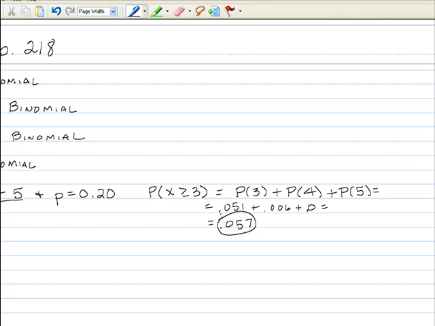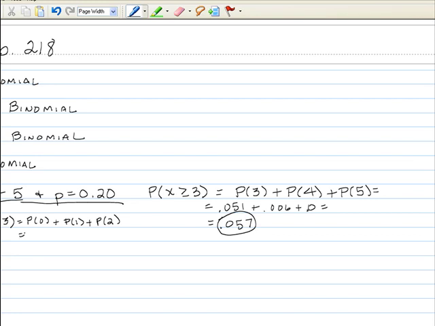18, find the probability that the number x of correct answers is fewer than 3. Okay, so we're still using the same thing as we did in 16. X is fewer than 3, so that would be the probability of 0 plus the probability of 1 plus the probability of 2. I'm looking at all the ones that are less than 3. Okay, so let's go to our table.